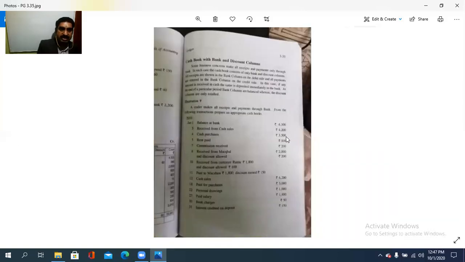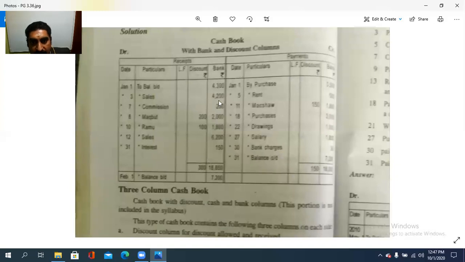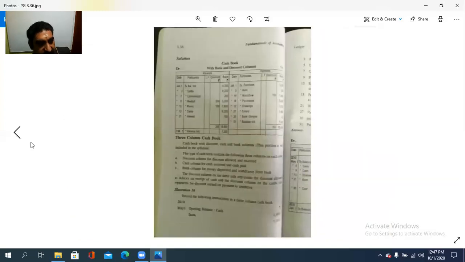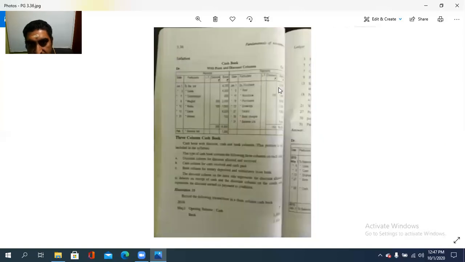Then, next item. Received from cash sales. Cash account debtor to sales, isn't it? So, to sales, 4,200. See, to sales in the bank column. Then, treated as cash itself, it is coming. Cash purchases. So, purchase account debtor to cash. So by purchases, credit side or the payment side, 3,500.